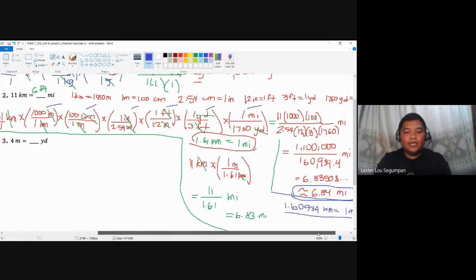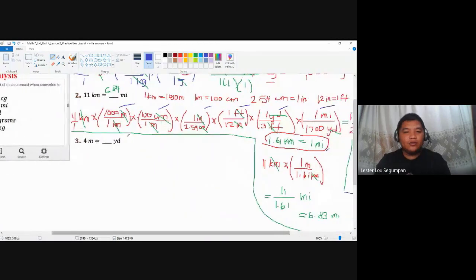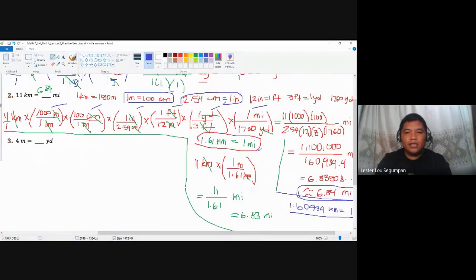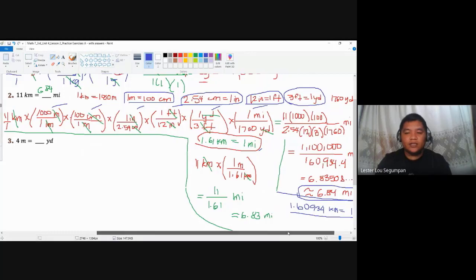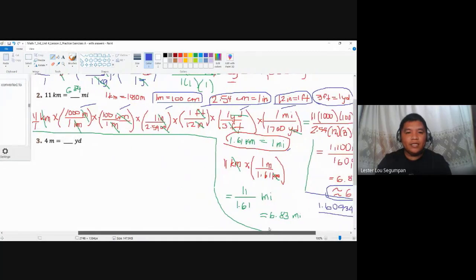So number three is more or less similar to number two, but we have cut out already kilometers and then miles here. We already have meters to yards. These relationships here, let me encircle this: meter to centimeter, centimeter to inches, inches to foot, and feet to yards. These are the conversion factors that we will be using here.